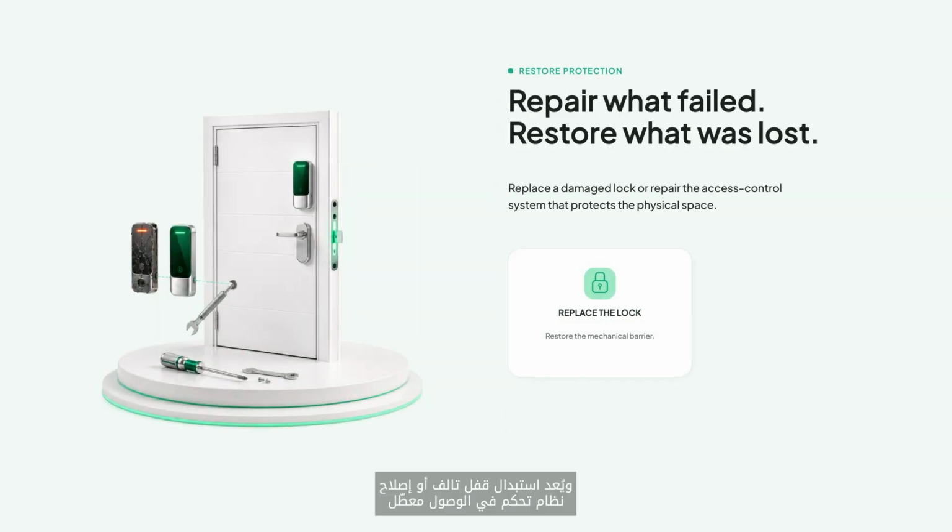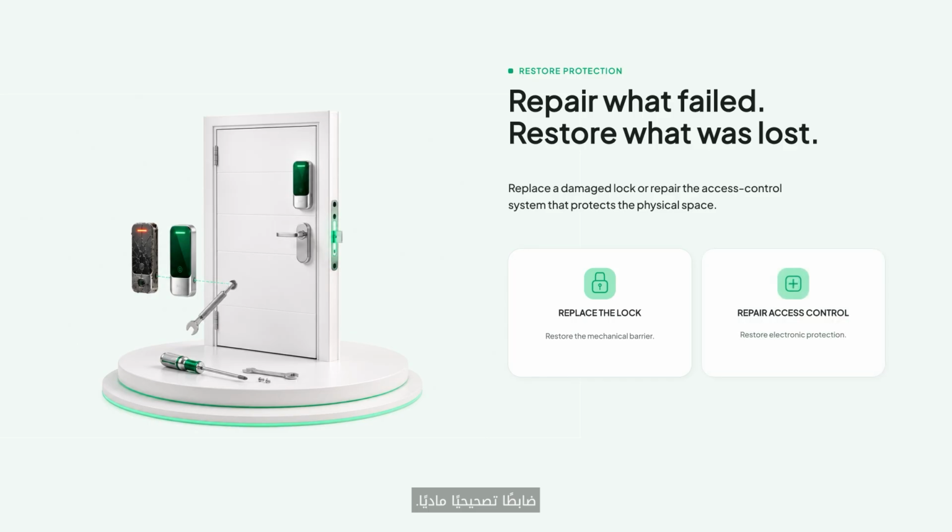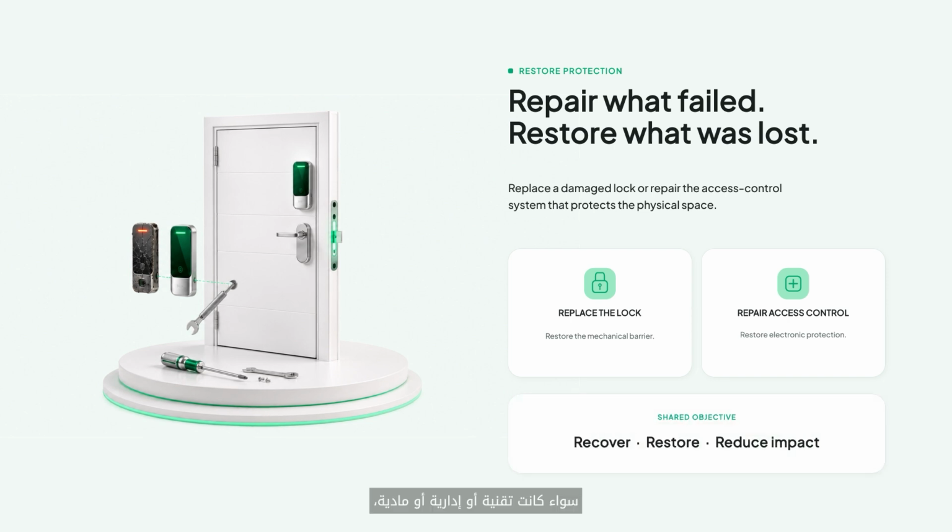Replacing a damaged lock or repairing a broken access control system is a physical corrective control. The objective is to restore the physical protection that was lost. Whether technical, administrative, or physical, corrective controls all share the same objective. They help the organization recover from an incident, restore normal operations, and reduce the incident's overall impact.